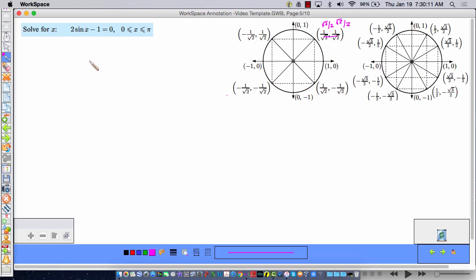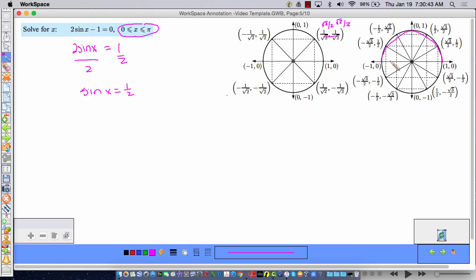To solve this one, just like any other algebraic equation, we have to isolate the variable. In this case, we're isolating sine x. So I add 1 to both sides, divide both sides by 2. And the question is, where does sine x equal 1/2 from 0 to pi? That's only from here over to here.